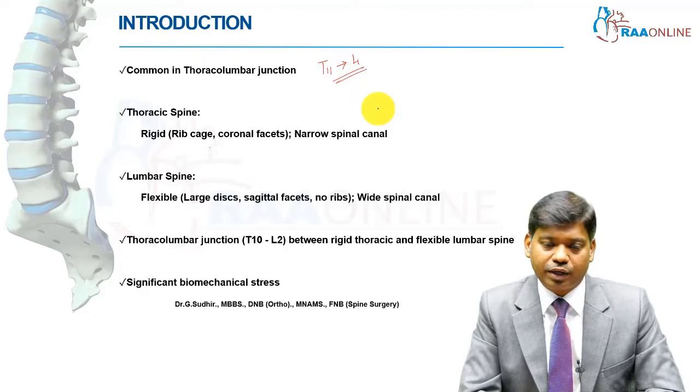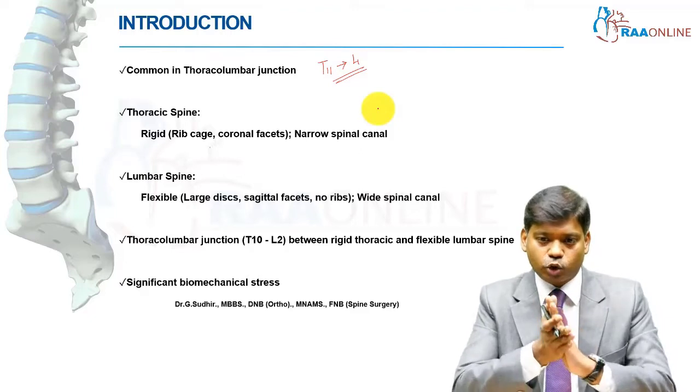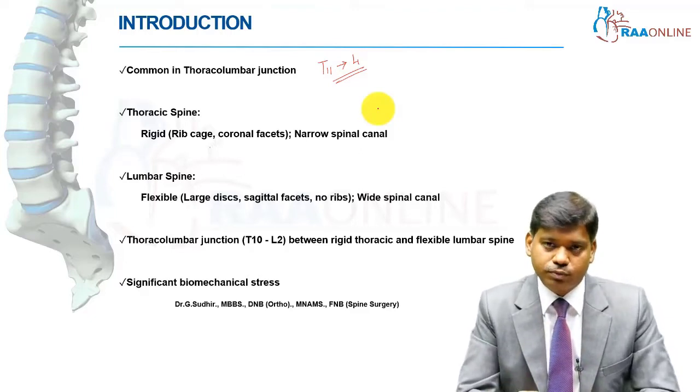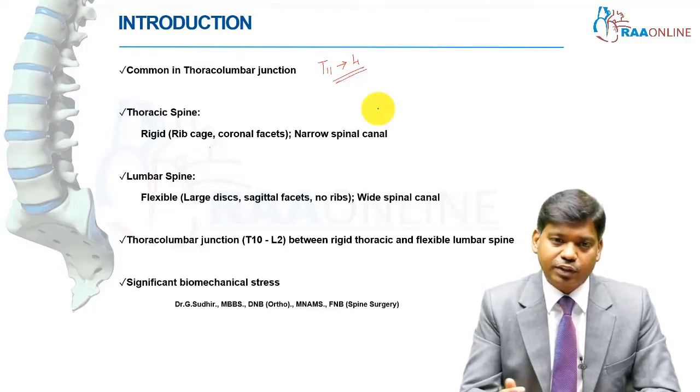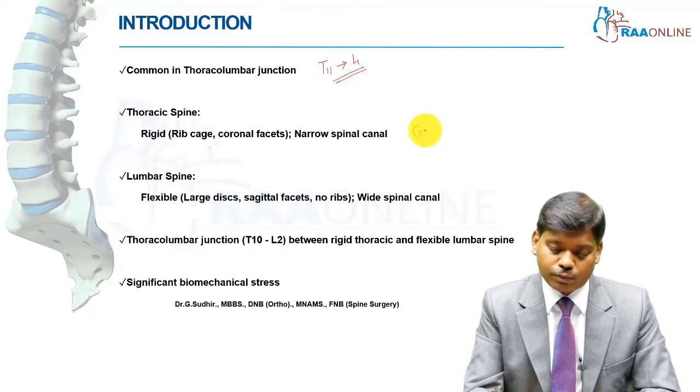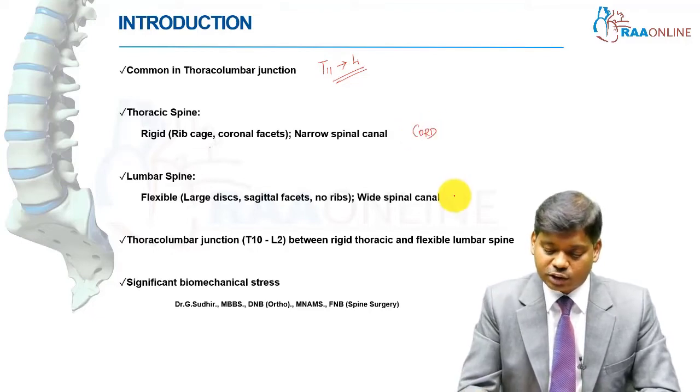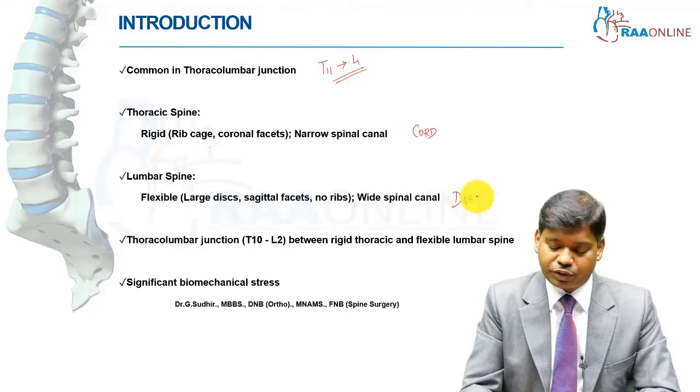Whereas the lumbar spine is very flexible because of the large discs, sagittal orientation of the facet joints, and there are no ribs. And the spinal canal is relatively larger in the lumbar spine region than in the thoracic spine. The other difference is the presence of cord in the thoracic region, whereas it is the presence of dura and nerve roots in the lumbar spine.